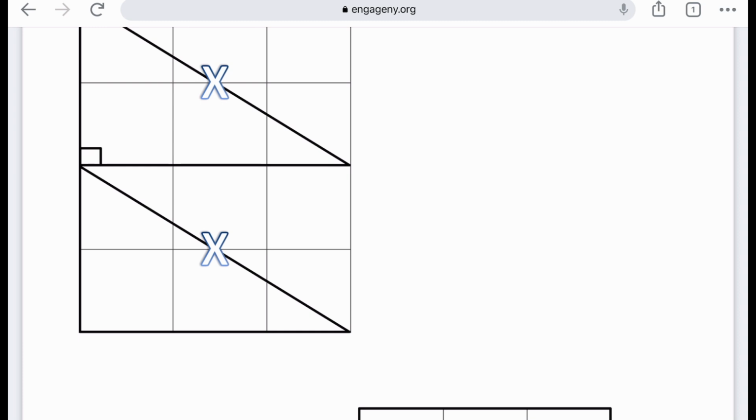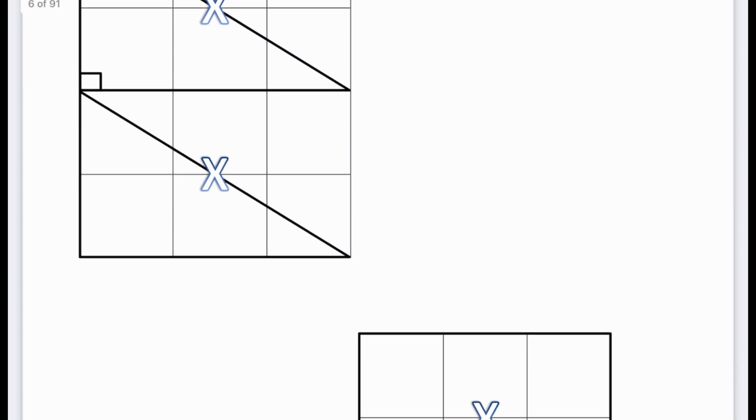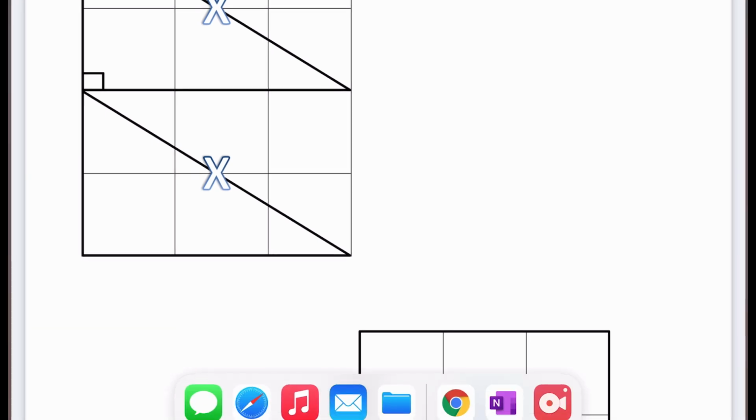So it looks like if you take the rectangle and split it in half diagonally, then we would just be able to find the area of a rectangle and take half of it, and that would give us the area of a right triangle.